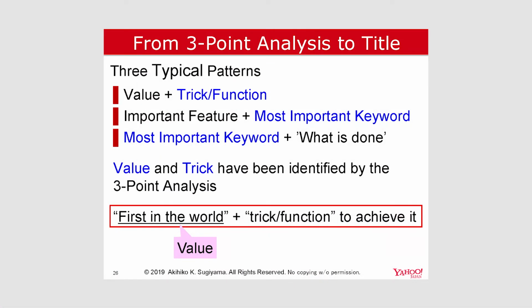Once you have done the 3-point analysis, now it's time to design a good paper title. These are typical patterns of papers in signal processing, but it may be different in your field of research. You have already identified the value and the trick, so it's very easy to design a good title in this case. First, you put the value here, and then followed by the trick and function to achieve it.